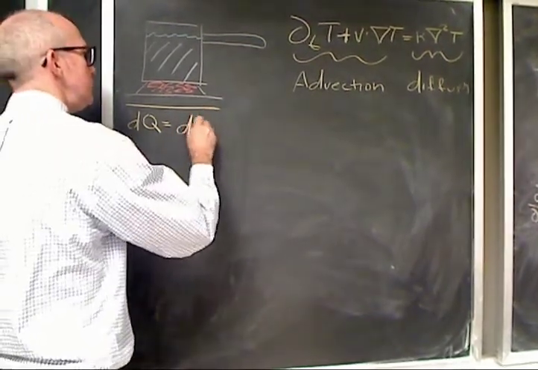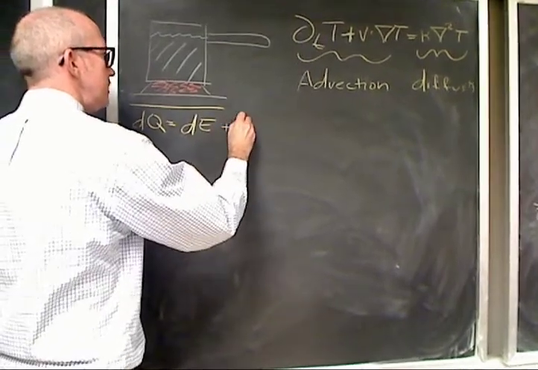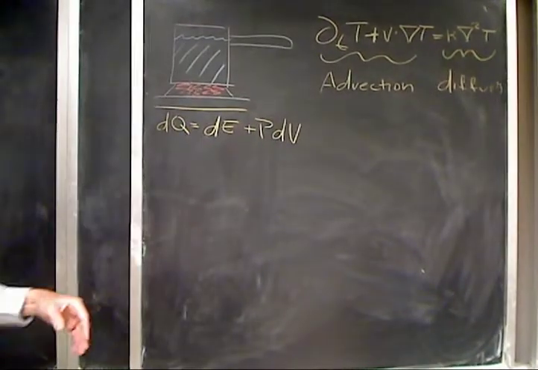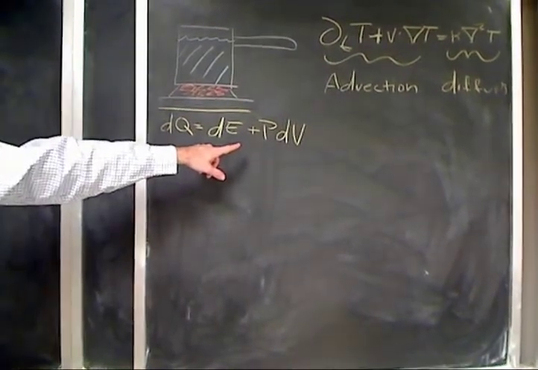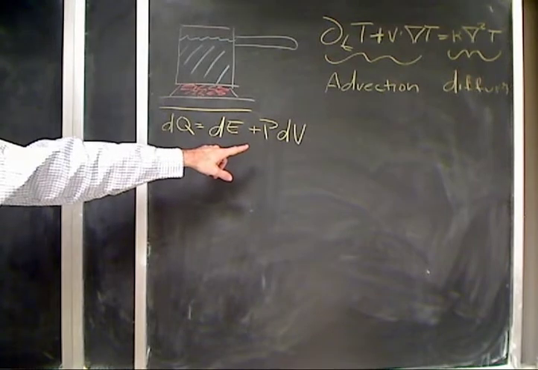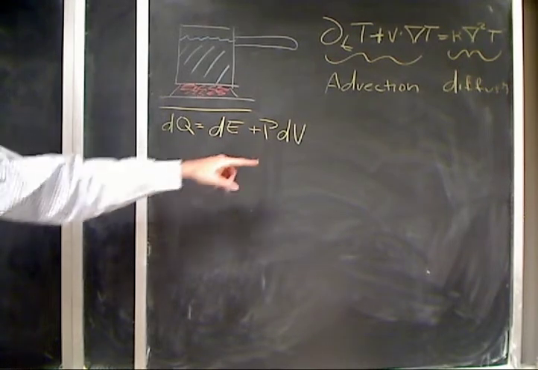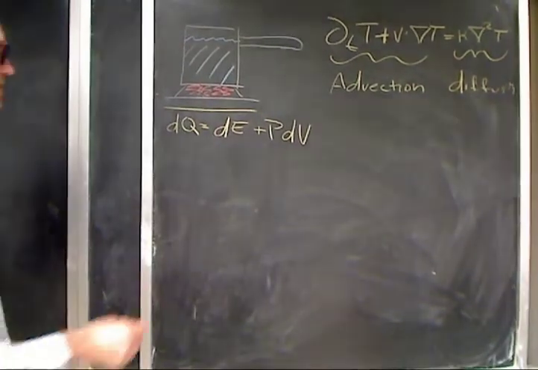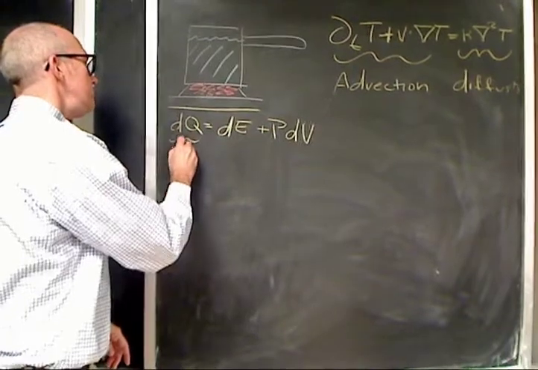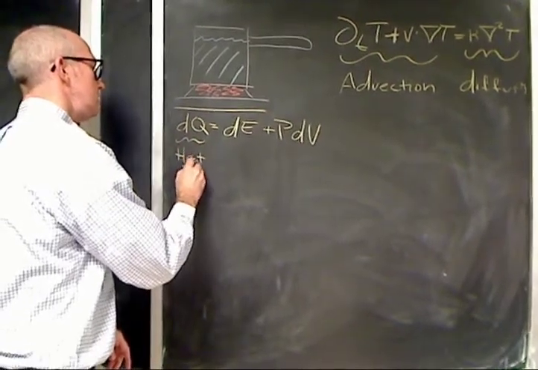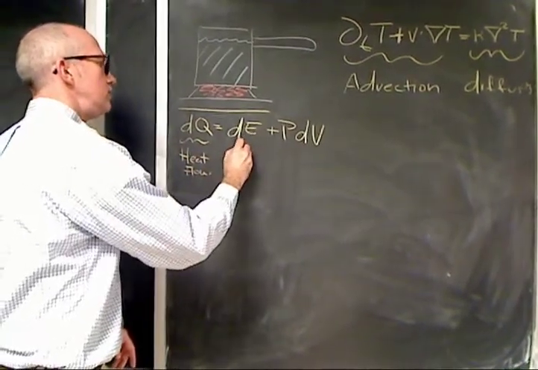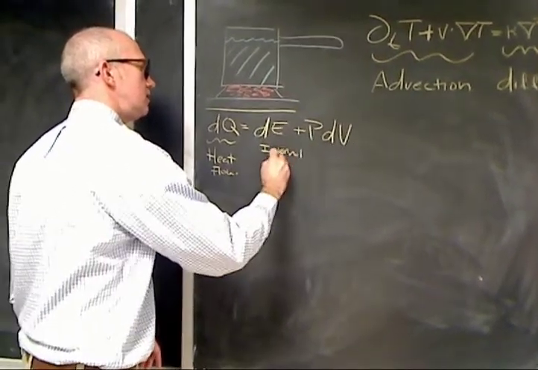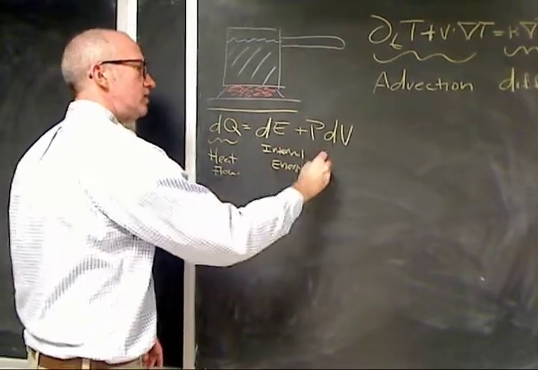dQ is dE plus P dV. And I just wanted to put this up again. So whose law is this? This is the first law of thermodynamics. If you haven't taken thermo, no shame if you didn't know that one. But this is the first law of thermodynamics. It says that heat flow is equal to the change in internal energy plus the work done.